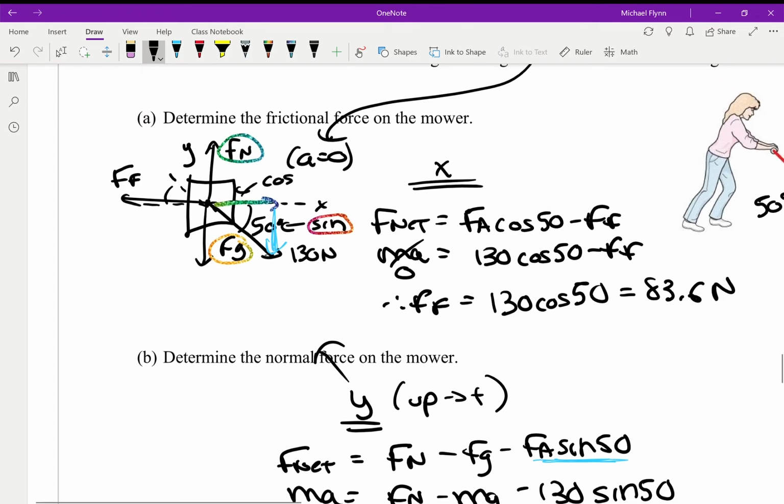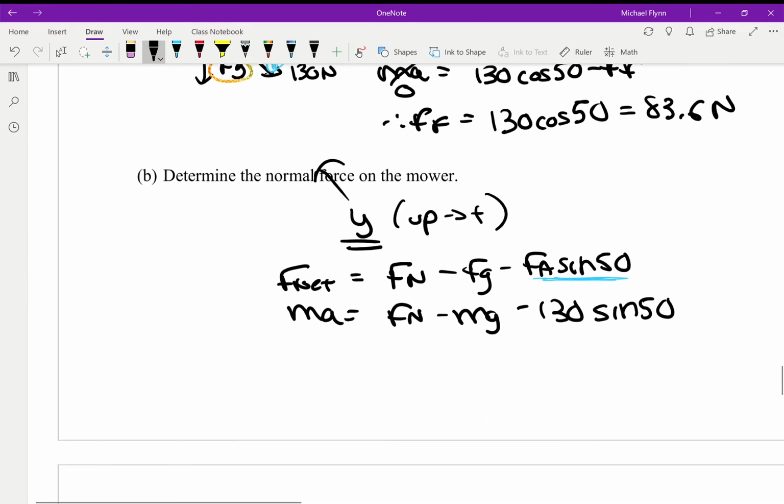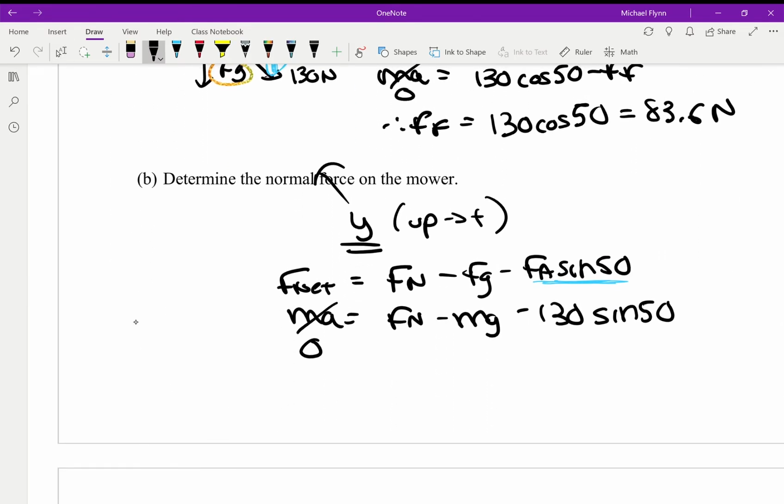Now the mass of the lawnmower, here's where we need it, is 15 kilograms. This is 0 because a is 0, so it's equal to Fn minus 15 times 9.8 minus 130 times the sine of 50. Now there's only one unknown, the normal force. So now I'm just going to go ahead and find it. And what do I get?